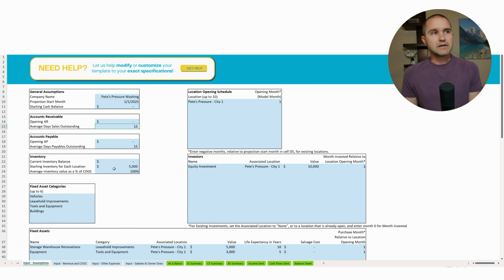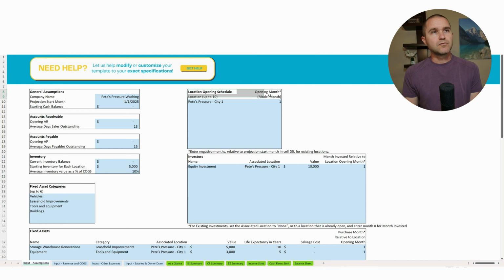Inventory, this is just initial inventory. So maybe cleaning supplies or just consumable supplies that you would need. And this can vary depending on how much. You may not need $5,000 to start off with, but just for example's sake here, say we're going to buy a bulk amount to start off with for our first handful of jobs. And then this average inventory value is a percentage of COGS, that's cost of goods sold. What I typically put in here is 10%, and this just means that we're going to keep a small percentage of inventory on the balance sheet. As we grow, that will scale with us, and so that's what I typically put there.